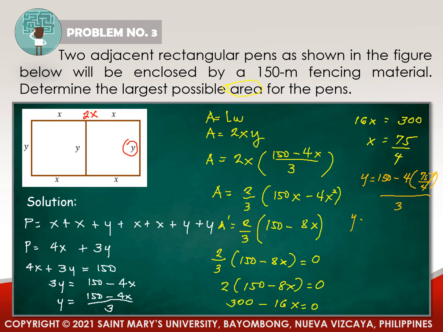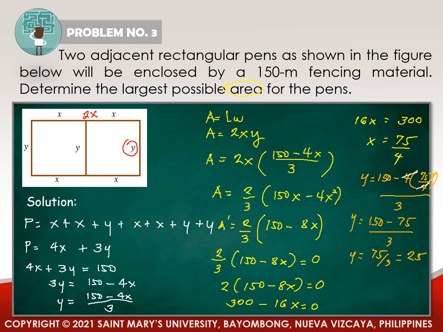So, y equals, so we have 150. So, yung 4 makakancel. Okay, cancel yung 4 dyan. Titira si 75. So, 150 minus 75 divided by 3. So, we have y equals 75 over 3, which is equal to 25. Okay, 25.